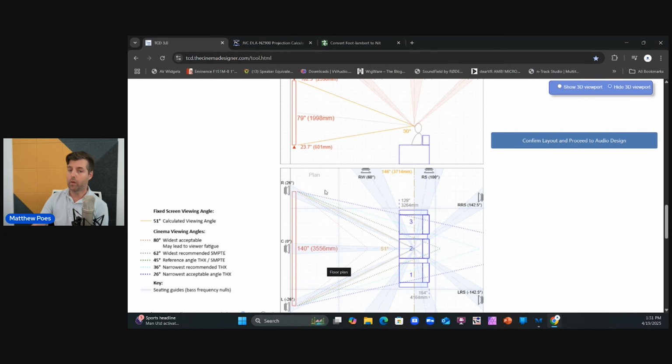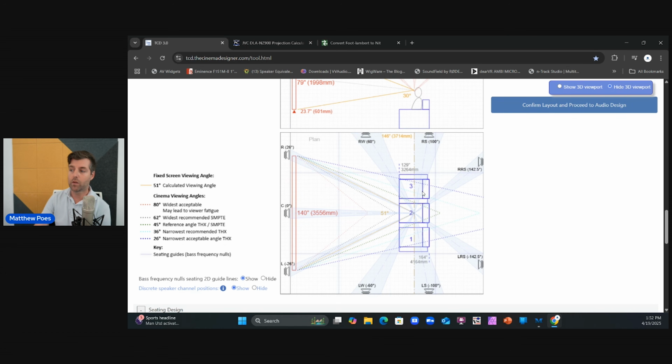My go-tos have always been JVC. I love them, and I still think they're a great projector at that price point when your screen size isn't too large. But here's a pretty typical sized room. This room is a little under 19 feet. It's basically 19 feet by 16 and a half feet by 10 feet. We've got the seats pretty optimized for good sound, and we've put a screen in there to give us a 51-degree horizontal viewing angle.